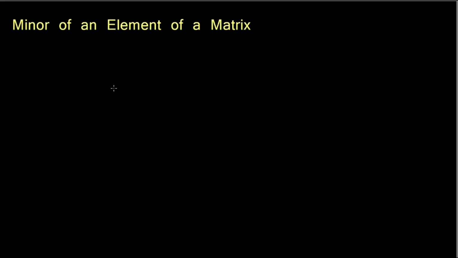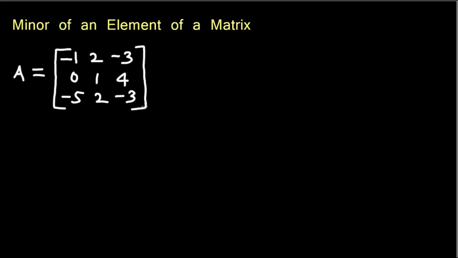Now let us understand how to find the minor of an element of a 3 by 3 matrix. Consider a 3 by 3 matrix A, which is minus 1, 2, minus 3, 0, 1, 4, minus 5, 2, minus 3. This is a 3 by 3 matrix. We have to find the minor of every element of this matrix. Let us see how to find it. But before that, remember, the minor of an element of a matrix is always a determinant.